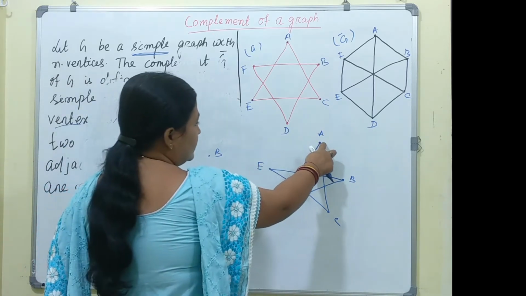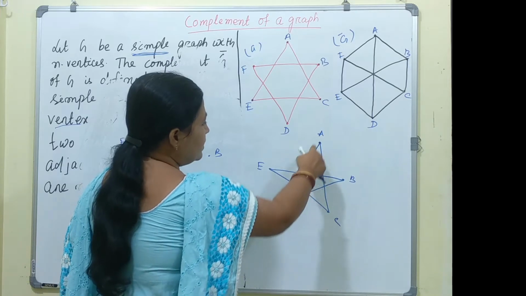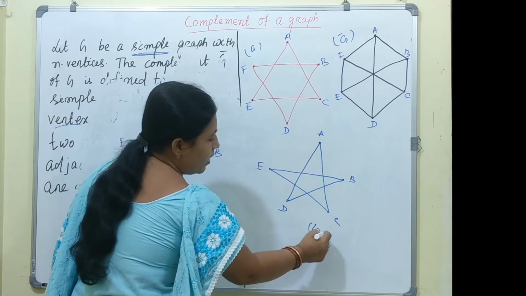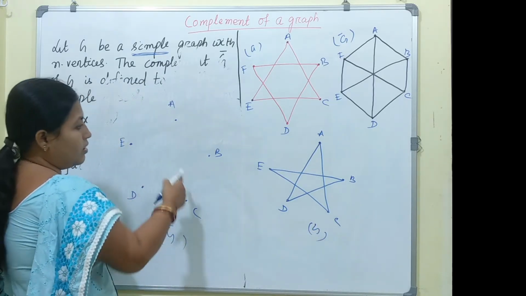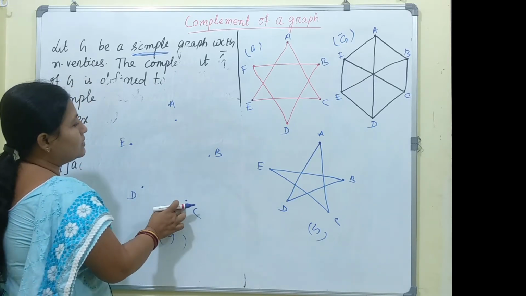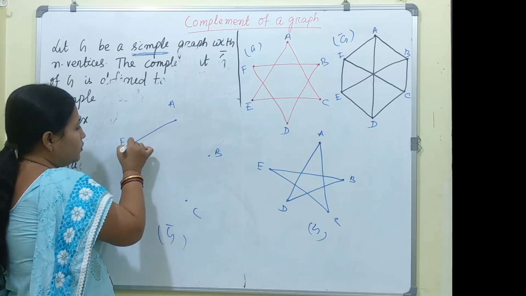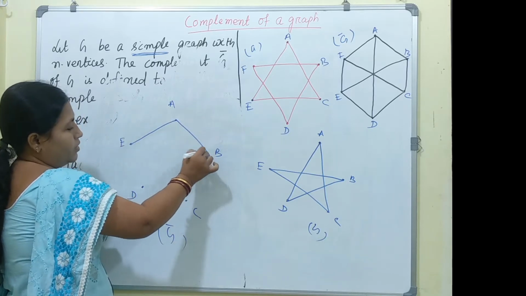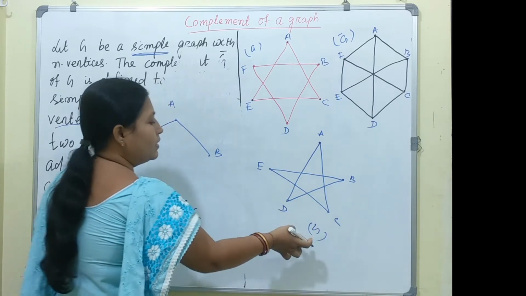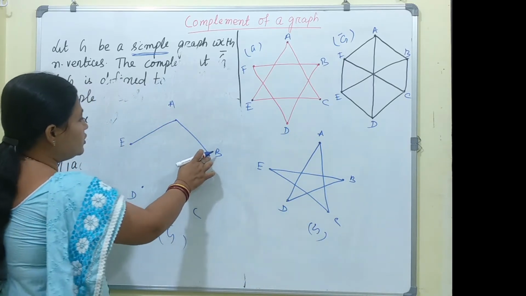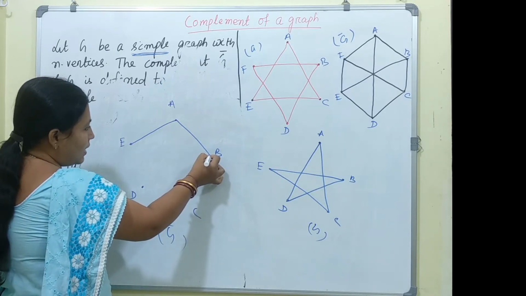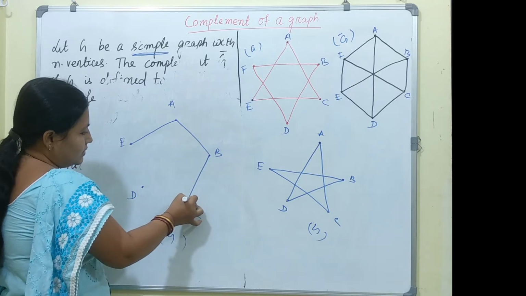So check, A is adjacent with D and C. This is graph G and this is G bar. So here in the complement graph, A is not adjacent with D and C, and A is adjacent with E and B. Now B is adjacent with E and D in G. So here B is not adjacent with E and D, and it is adjacent with A and C.